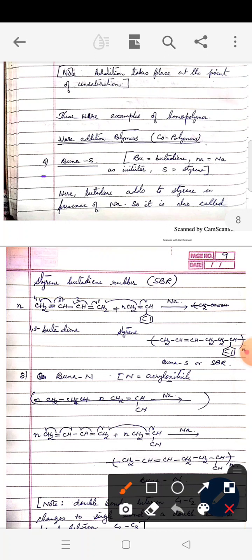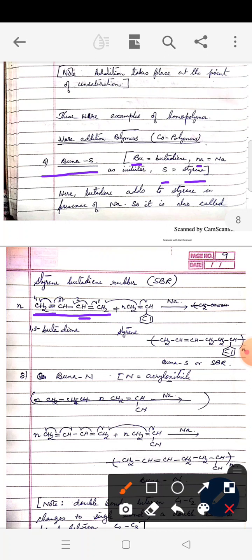The first one we take up is BUNA-S. Now what does BUNA-S stand for? Here, Bu stands for butadiene, Na stands for sodium, and S stands for styrene. So the name itself will tell you what it is. Buta means four, you know that. Diene means there are two double bonds. One of the double bonds is between carbon 1 and carbon 2, and another double bond is between carbon 2 and carbon 3.